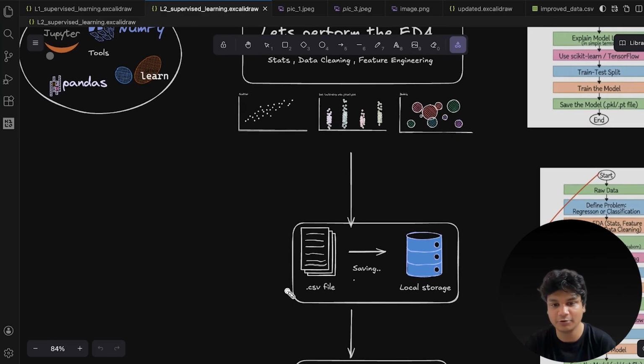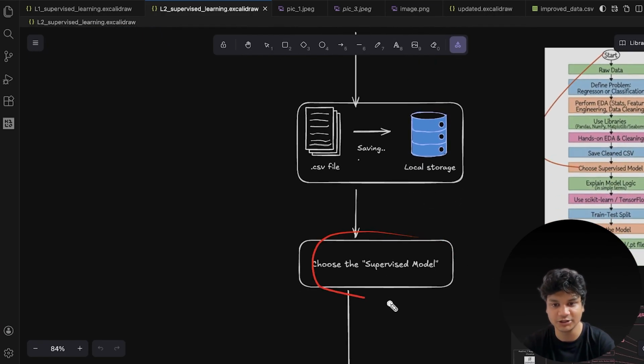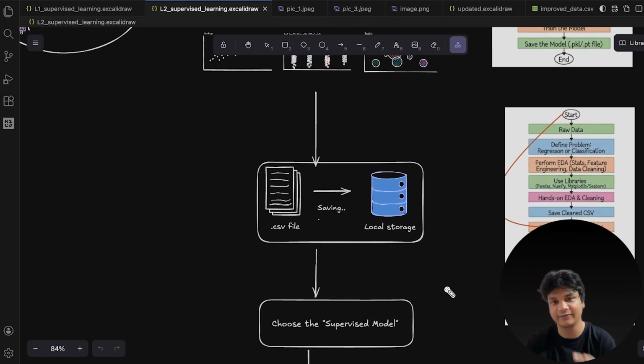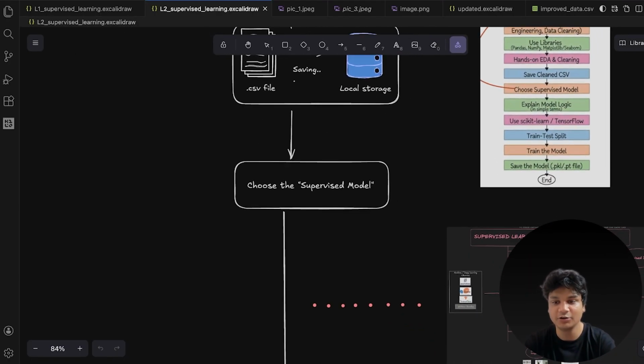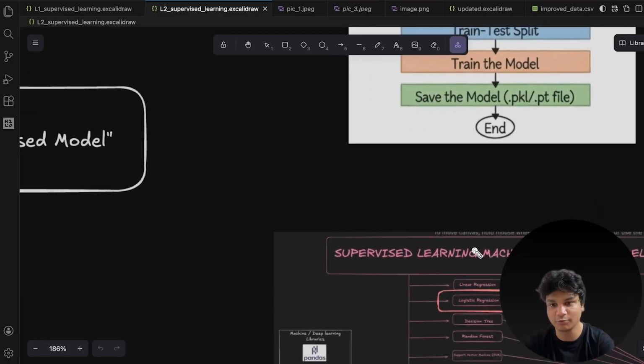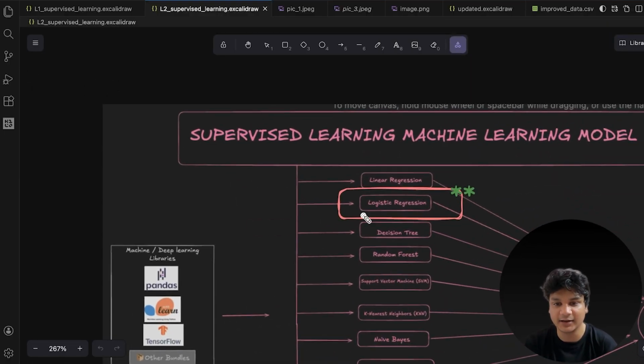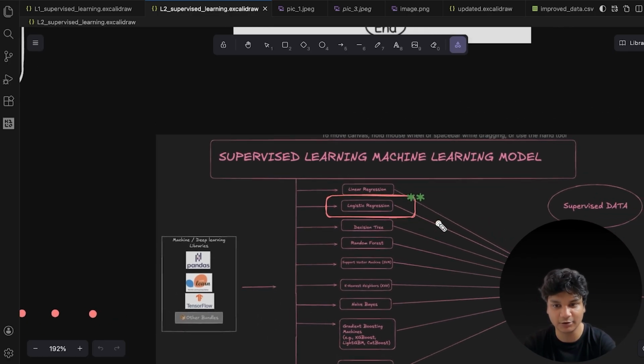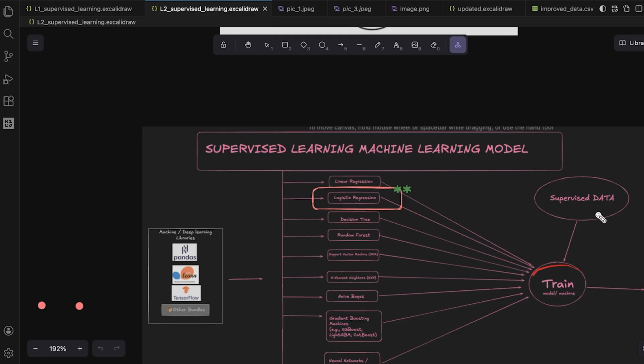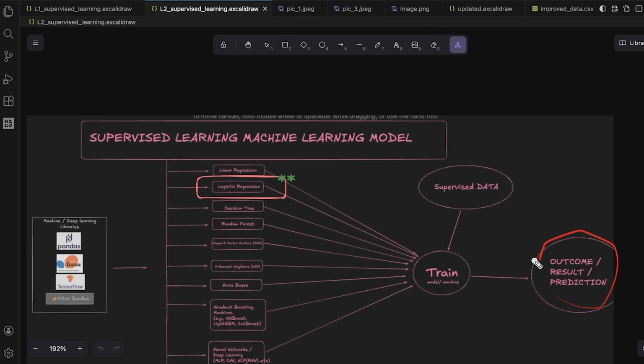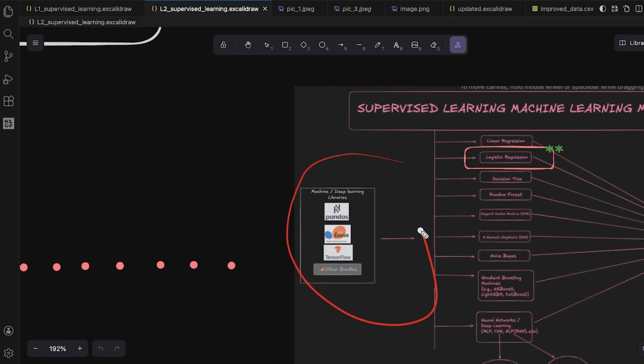Now we need to save our data into our local storage, right? After saving the data, then what? We need to choose the supervised model, of course. In supervised learning, I have told you that we are supposed to use this algorithm, the logistic regression. We will be training this machine on our clean data, which we have already saved, in order to predict the outcome, using these tools.